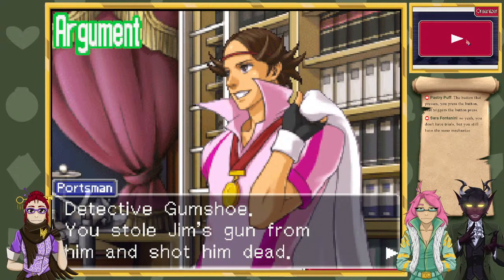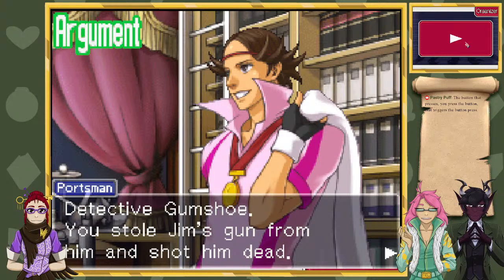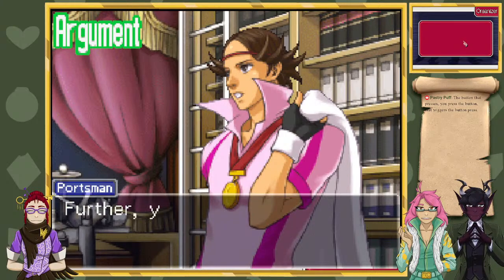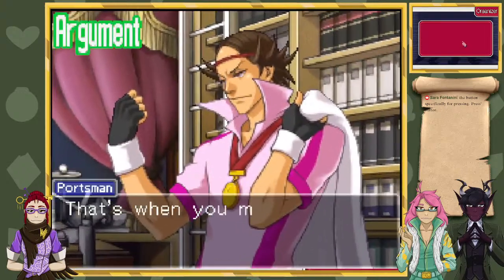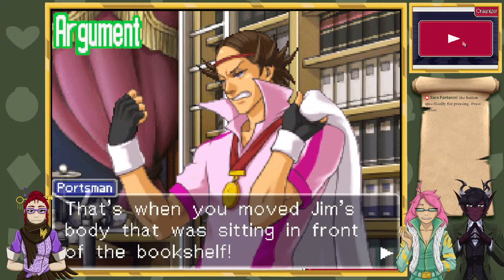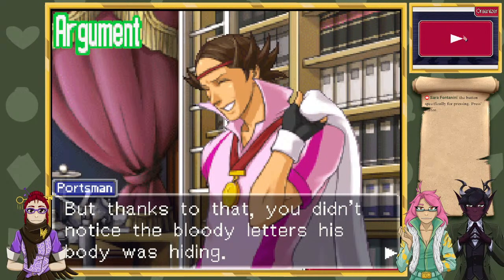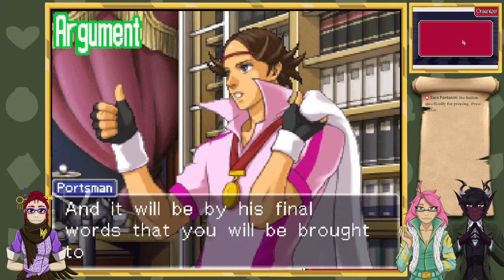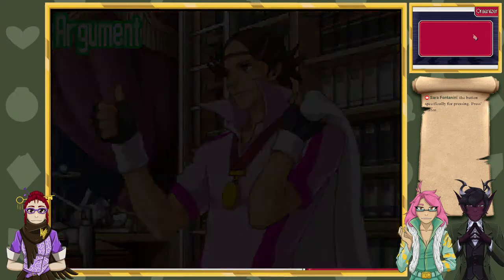We, for some reason, lost the license to the judge character of the games we created. How do we proceed? We don't go to court anymore. Detective Gumshoe, you stole Jim's gun from him and shot him dead, bro. Further, you messed up the files to make it look like you had committed theft instead. That's why when you moved Jim's body, it was sitting in front of the bookshelf. But thanks to that, you didn't notice the bloody letters his body was hiding, bro. And it'll be by his final words that you'll be brought to justice, bro. My bro won't have died in vain, bro.